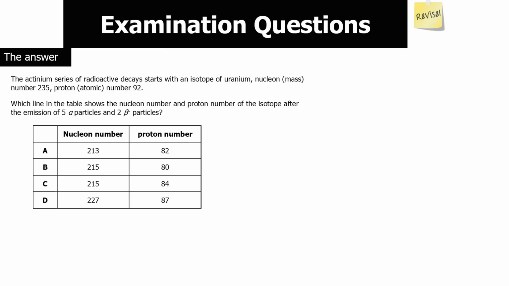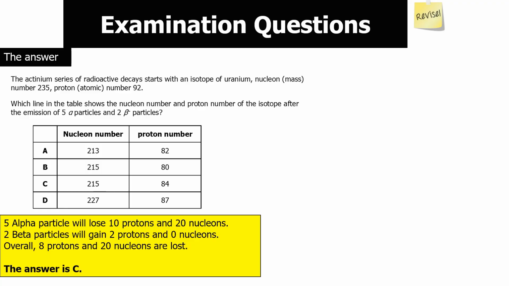Right, so in alpha decay you lose 2 protons and 2 neutrons. So therefore in 5 alpha particle events you'll lose 10 protons and you'll lose 20 nucleons, 20 protons and neutrons. Now in the beta minus decay you're going to gain a proton and you're going to lose a neutron. So therefore in the 2 beta decays you're going to gain 2 protons but gain 0 nucleons because you've turned your neutrons into protons. So overall you've lost 8 protons, okay, and then you've lost 20 nucleons, so therefore our answer can only be C.